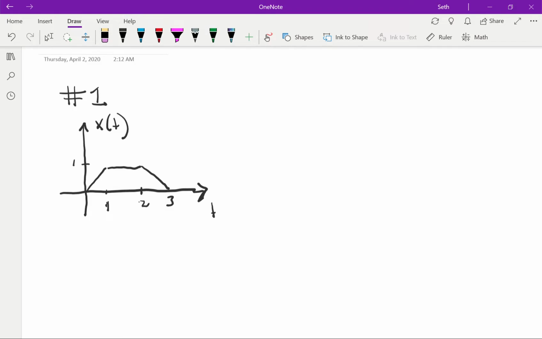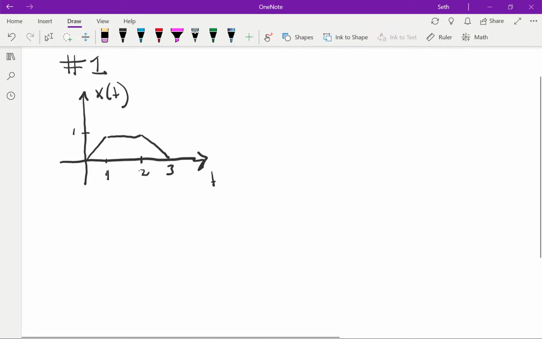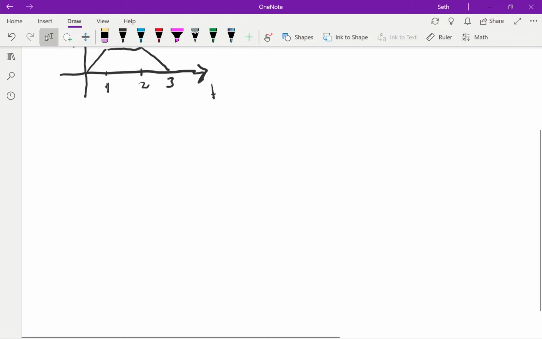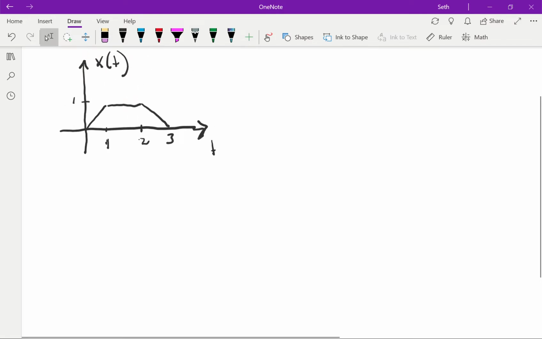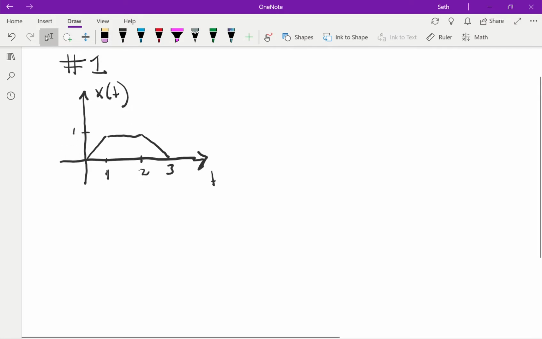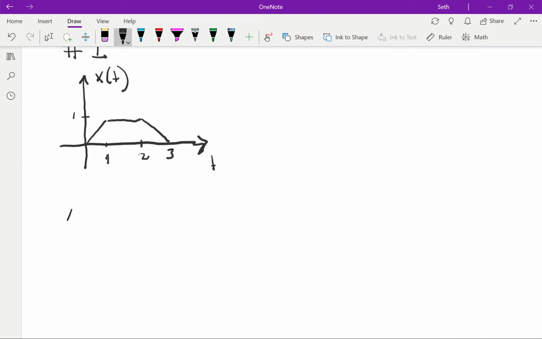Hello, this is number 1 on the practice exam. We're going to go through it step by step. So we've been given x of t, it's drawn right here. We're asked to find 4 different signal transformations. A asks us to find x of 2t.